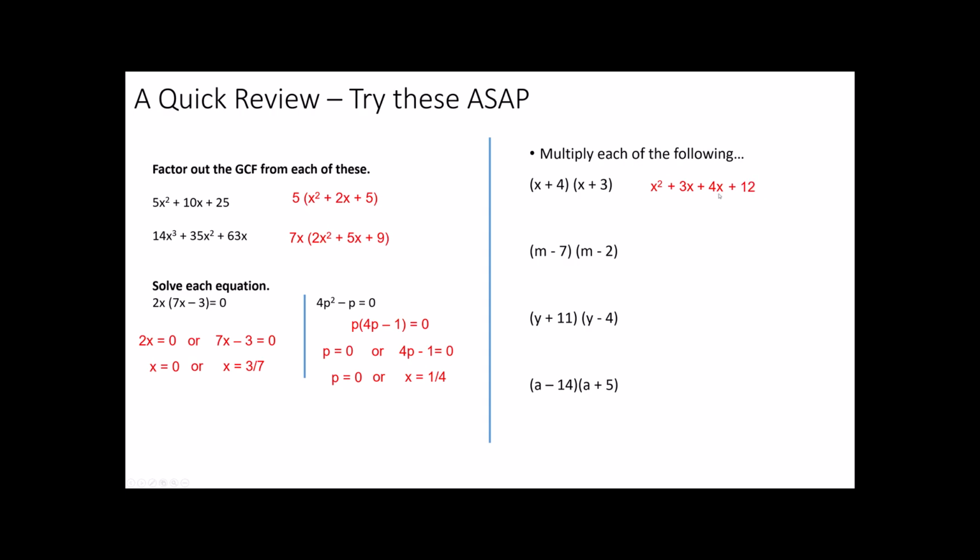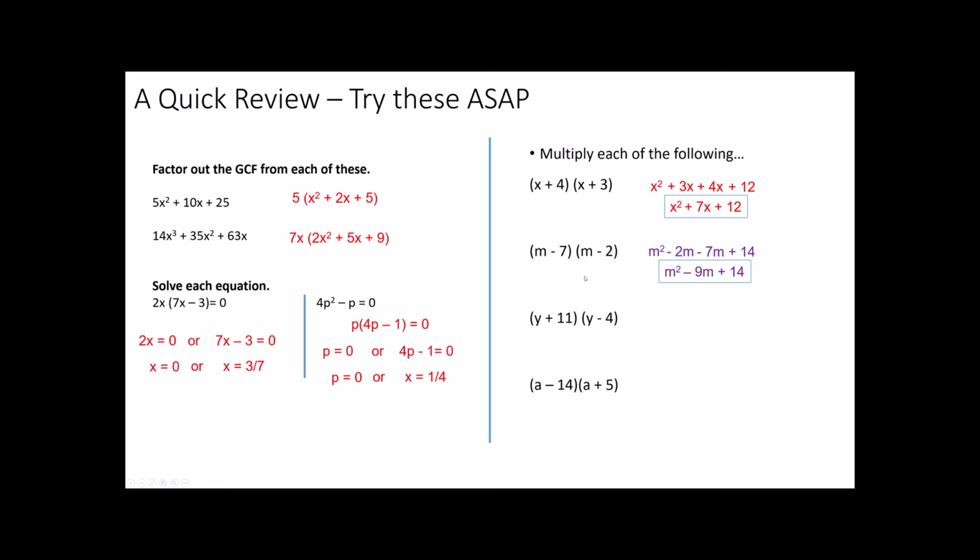Notice you have like terms in the middle. 3x plus 4x makes 7x. I'm going to do this next one a little faster. M times m is m squared. M times this minus 2 or negative 2 is negative 2m. I have a negative 7 times an m, and I have a negative 7 times a negative 2, which gives me a 14. Again, the middle terms are alike. Negative 2m minus 7m gives me negative 9m.